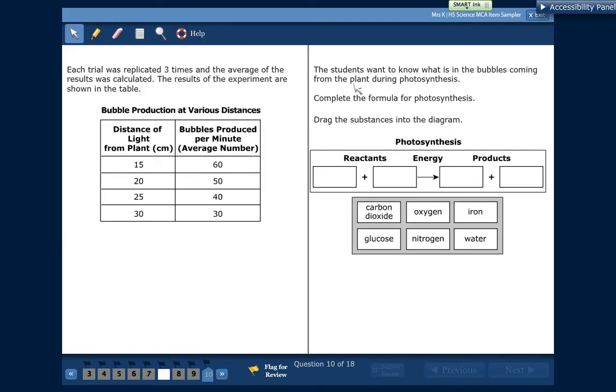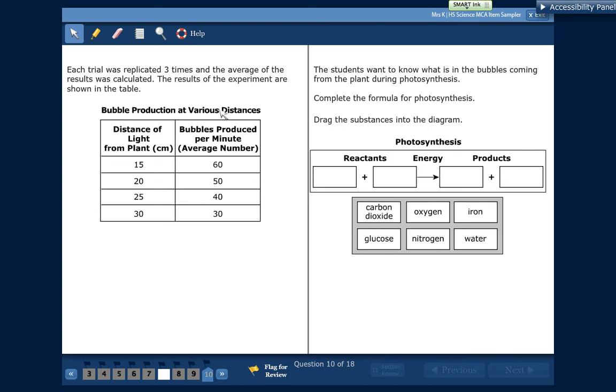Okay, now look here. The students want to know what the bubbles coming from the plant are. So to know what the plant's actually producing, we need to remember the photosynthesis equation. On the left, we have the reactants, or what a plant needs to start to actually make its products, and the products are what the plant produces. And this just shows you the trial and how the data was collected.